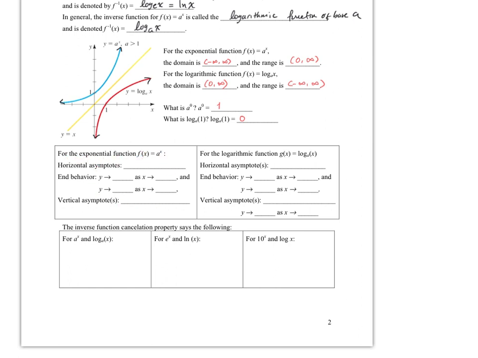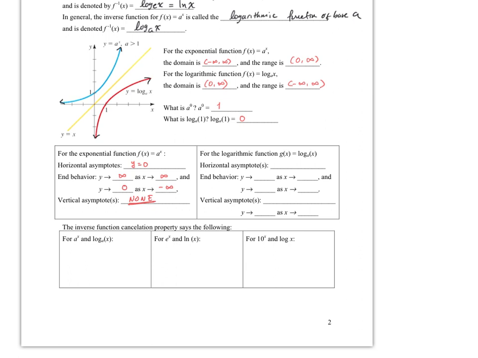It says for the exponential function, which is the blue one, it has a horizontal asymptote of y equals 0. Why? Because it will not cross y equals 0. Now, what is the end behavior? Well, y goes to infinity as x goes to infinity. And if you go to minus infinity on the blue line, this will stay at 0. So this will be 0. What about the vertical asymptotes? This has none.